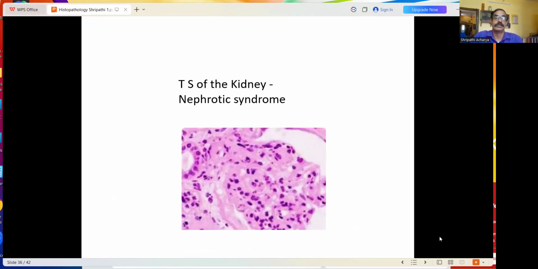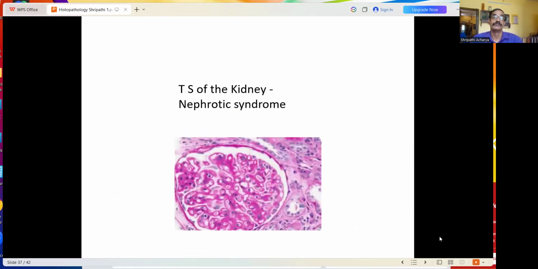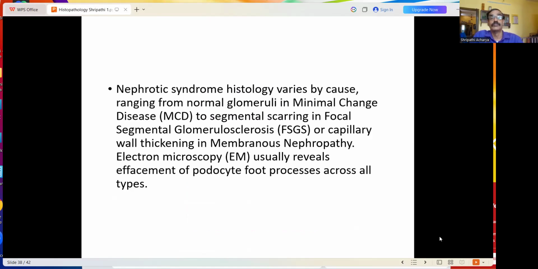Then nephrotic syndrome, TS of kidney of a patient with nephrotic syndrome. You can see the glomerular changes. Nephrotic syndrome histology varies by cause, ranging from normal glomeruli in minimal change disease to segmental scarring in focal segmental glomerulosclerosis or capillary wall thickening in membranous nephropathy. Electron microscopy usually reveals effacement of podocyte foot processes across all types.